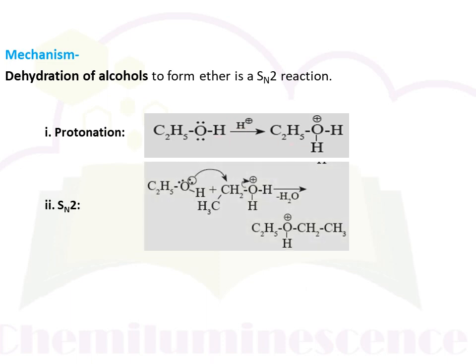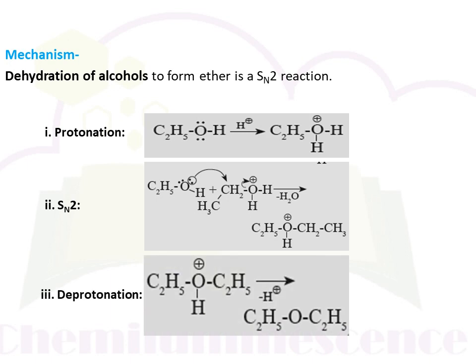The second step is the slow step, which is the rate determining step. In this, nucleophilic attack of an alcohol molecule takes place on the protonated alcohol. Here you can see this is the alcohol which acts as a nucleophile and it is attacking the carbon next to the oxygen atom of protonated alcohol, and water is eliminated, and this step is the slow step, hence it is the rate determining step. In this 2 molecules are involved, hence this reaction is called substitution nucleophilic bimolecular reaction.